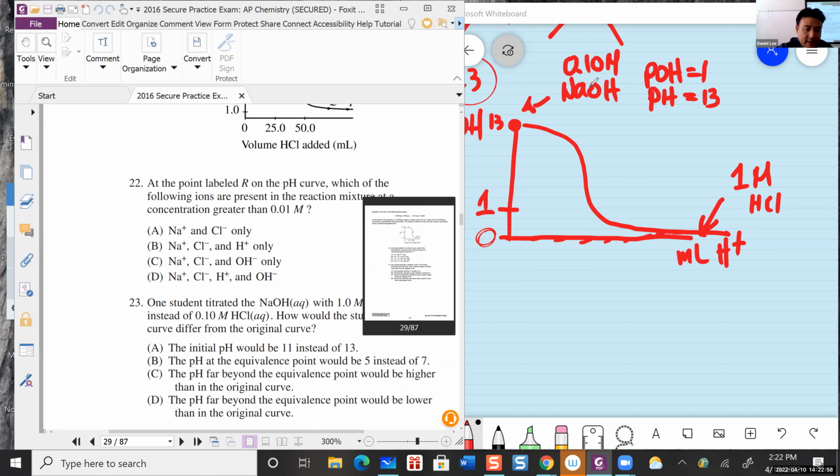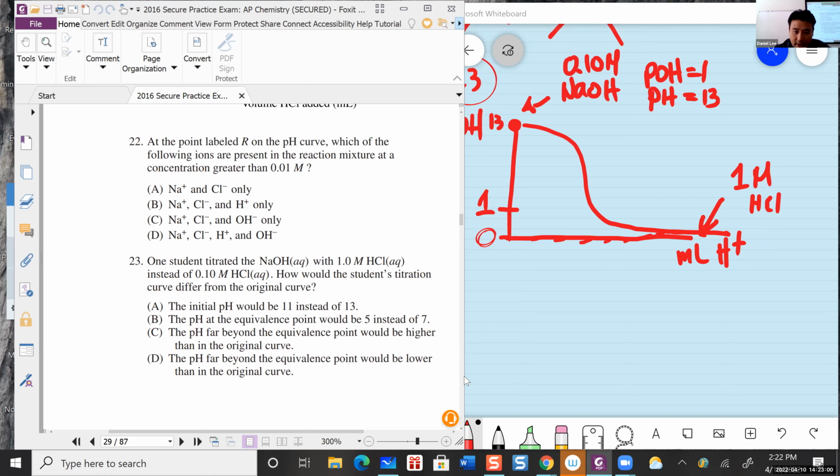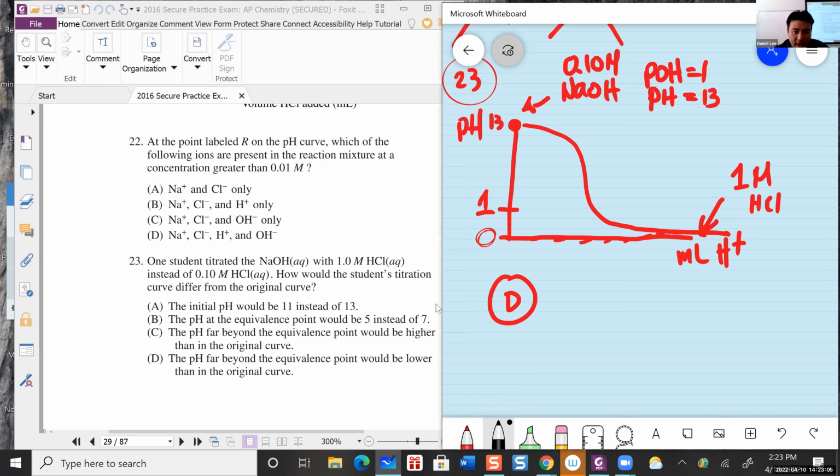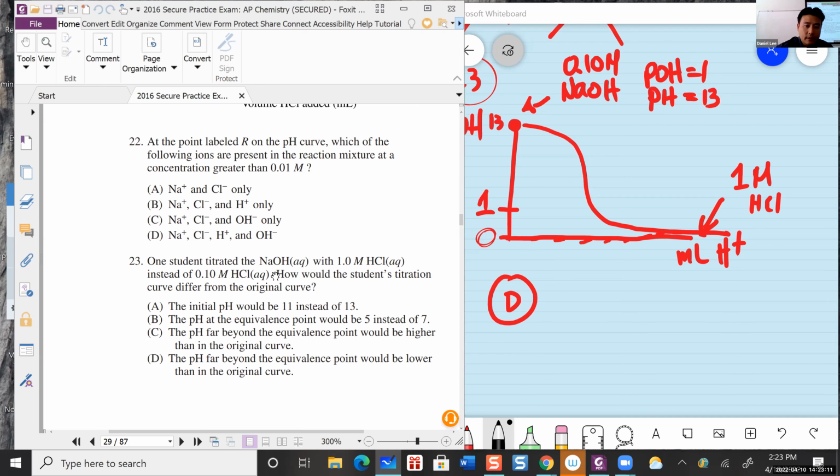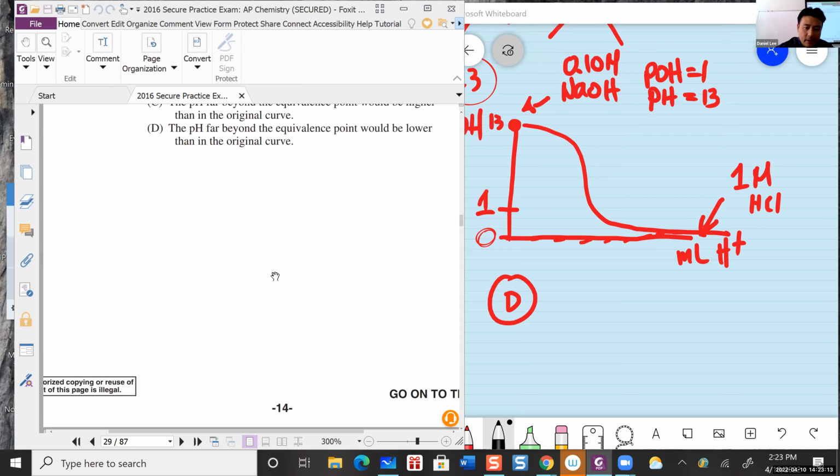So the answer is D, number 23: the pH far beyond the equivalence point, so all the way, will be lower than the original graph because your acid is stronger. Okay, that's what they want to focus on. Okay, let's look at the next one.